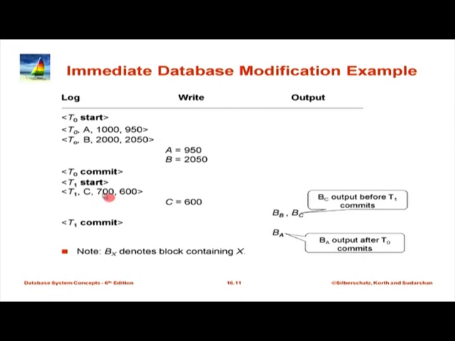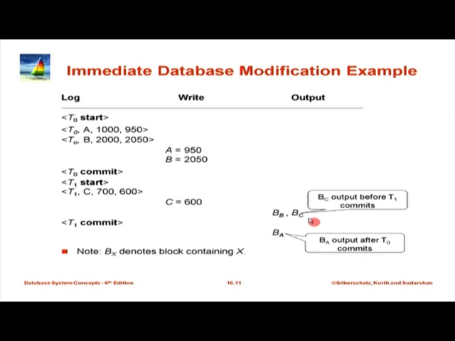T1 updates C from 700 to 600 and it also does a write to the buffer at this point. Now, T1 has not yet committed. At this point, it is possible that the buffer blocks for B and C are output.